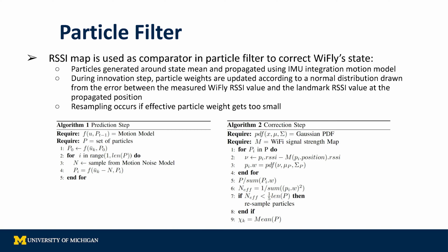Particles are generated around a mean and propagated using the IMU integration model. After each integration, our particles are reweighted based on the error from the measured RSSI value and the current RSSI value in a given particle's position. From here, we resample if the effective particle weight gets too small. You can see our two algorithms for prediction and correction in the below images.